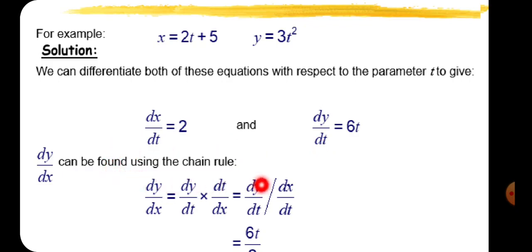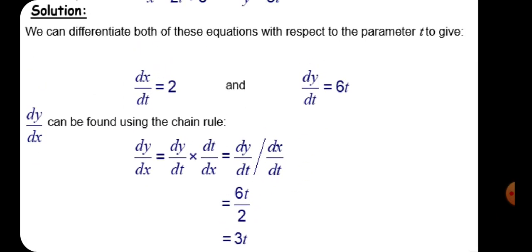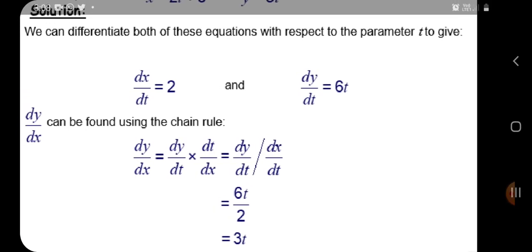For dy dx, you can use one of these two rules. If you wanted to use the second one, dy dt, which is 6t, over dx dt, 2, so 6t over 2, the final answer here is 3t.